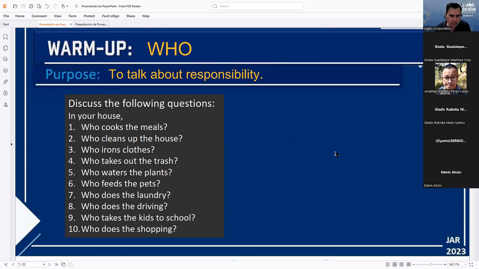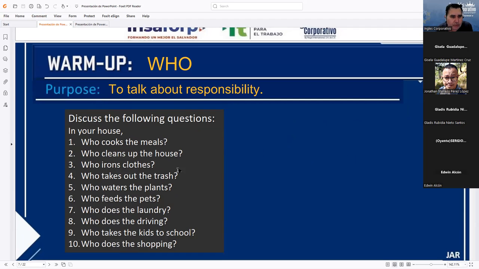Let's see. We're going to be asking questions about this. In your house, who cooks the meals? In your house, who cleans up the house? In your house, who irons clothes? And who takes out the trash? Who waters the plants? Who feeds the pets? Who does the laundry? Who does the driving? Who takes the kids to school? Who does the shopping?